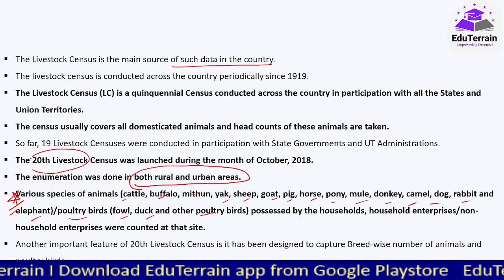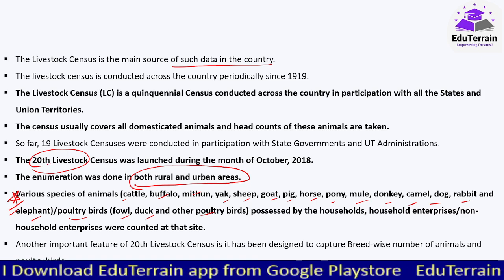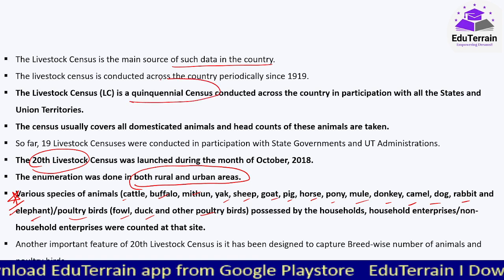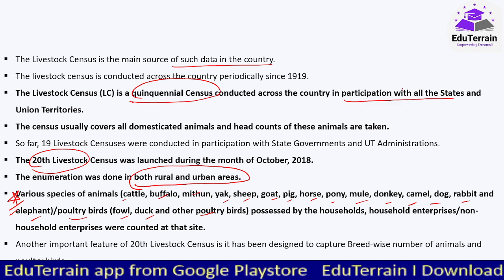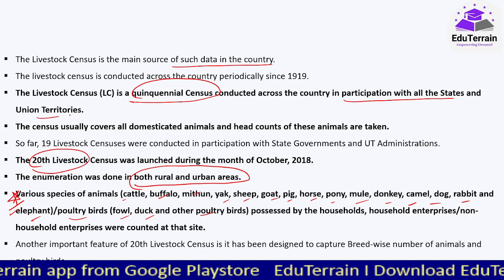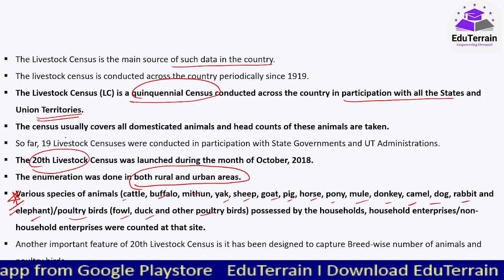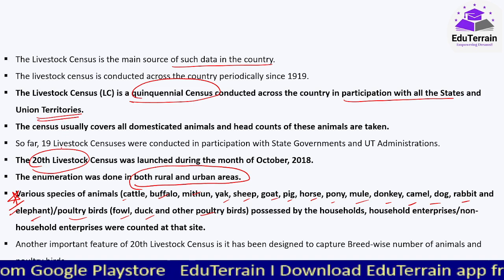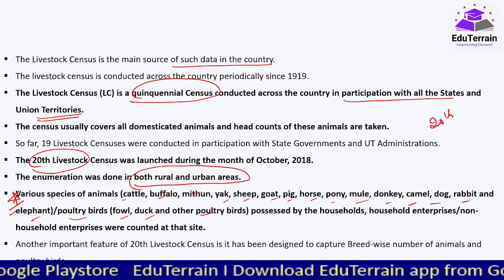And what is available to us now is the 20th livestock census. This is a quinquennial census conducted across the country in participation with all the states and the union territories. That is, it happens once in 5 years. Till now 19 livestock censuses have been released. This is the 20th livestock census.